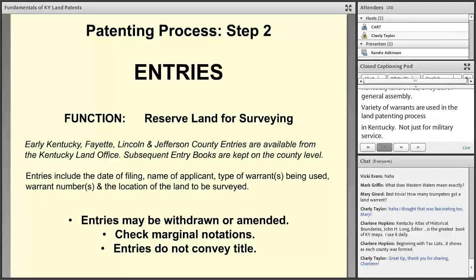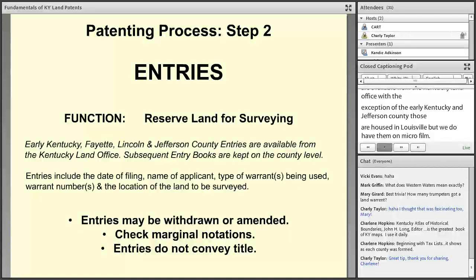Step two, the filing of an entry. This is where land is reserved for step three, the actual survey. The early Kentucky, Fayette, Lincoln, and Jefferson County entry books are available from the Kentucky Land Office, with the exception of the early Kentucky and Jefferson County. Those books are housed in Louisville, but we do have them on microfilm. Many of you may have that microfilm in your holdings too. Subsequent entry books are kept on the county level.